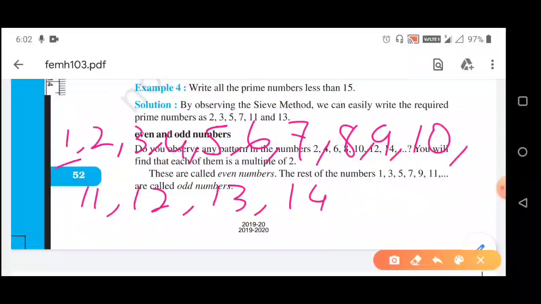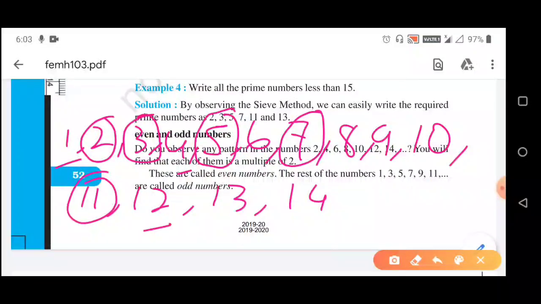1 is neither prime nor composite. 2 is a prime number. 3 is a prime number. 4 is a composite number. 5 is a prime number. 6 is a composite number. 7 is a prime number. 8 is a composite number. 9 is a composite number. 10 is a composite number. 11 is a prime number. 12 is a composite number. 13 is a prime number. So all the prime numbers less than 15 are 2, 3, 5, 7, 11 and 13.